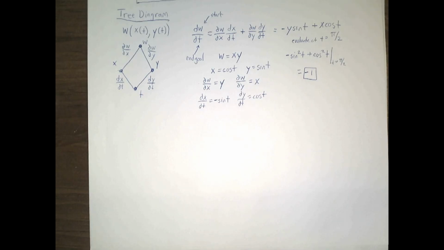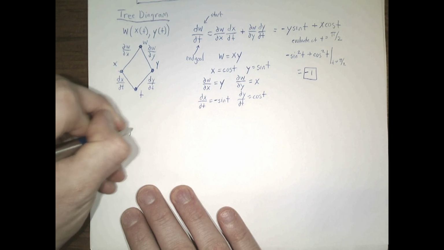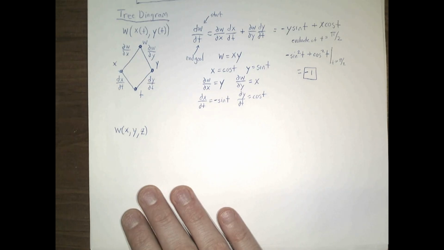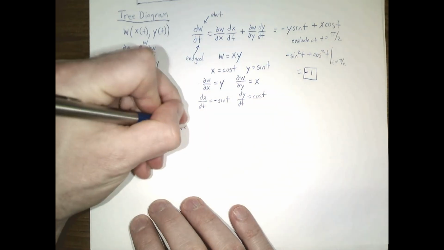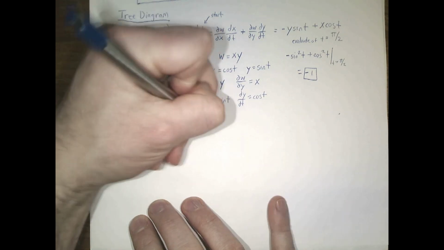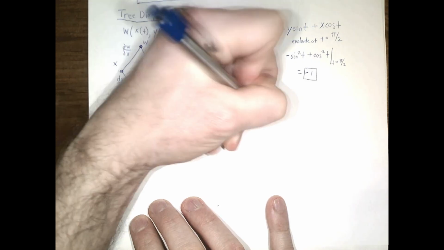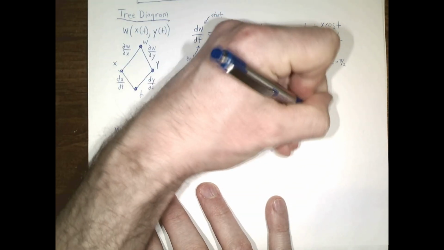Why stop at 2 variables? We've done 2, we might as well do 3. We'll get w as a function of x, y, and z now, and all of these x, y, and z depend on t. So we can define a function, for example, w equals x times y plus z, really switching it up here. And then we're going to have the same definitions we had before: x is cosine t, y is sine t, and then z is just going to be t itself. We want to evaluate the derivative dw/dt at t equals 0.